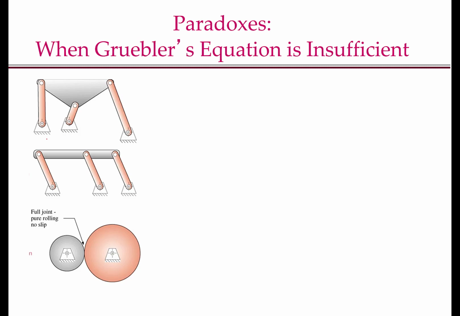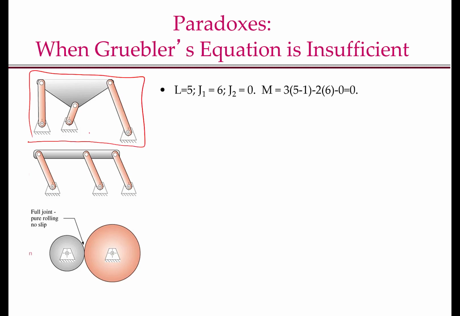So let's go through them in a little bit more detail to understand them. So let's first look at this mechanism on the top here. How many links do we have? We have one ground, then 2, 3, 4, 5 links. Okay, so L equal to 5. How many 1 degree of freedom joints do we have? 1, 2, 3, 4, 5, 6. So we have J1 is equal to 6. There are no 2 degree of freedom joints, so J2 equal to 0.